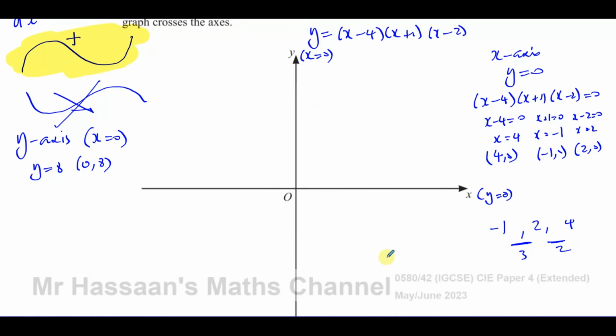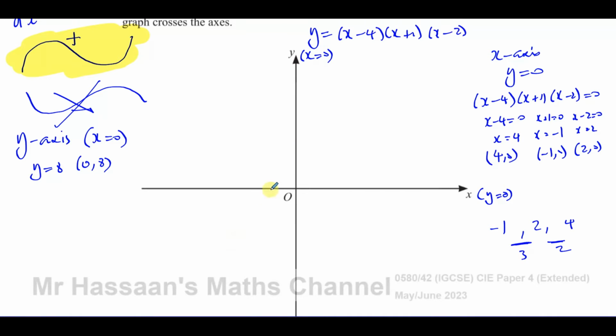And it's going to go through the y-axis. Okay, so I know that the y-intercept is going to be closer to 0. So it's going to be closer to minus 1 than 2. So it's going to be something like this.